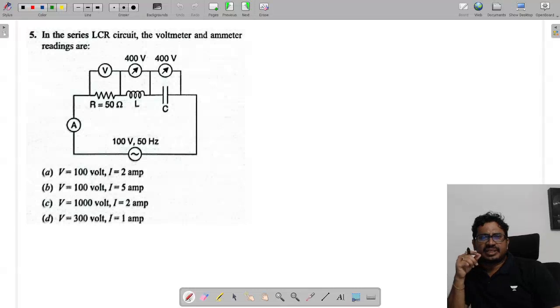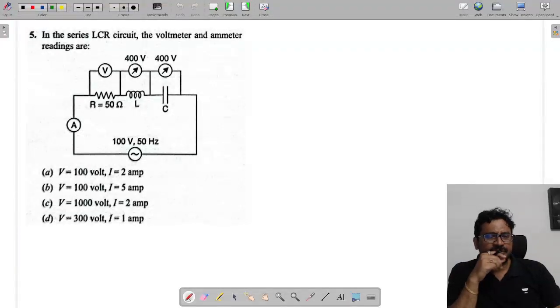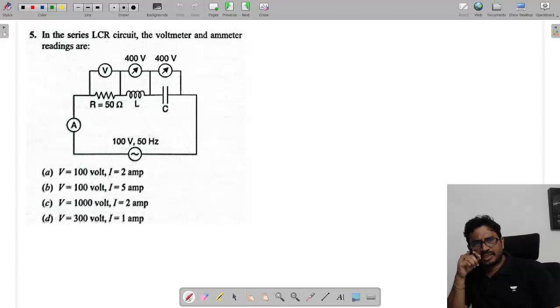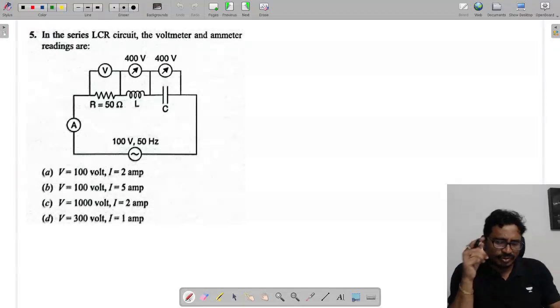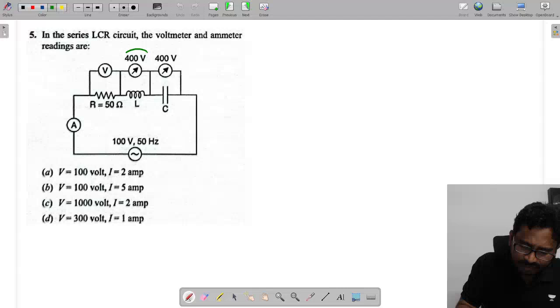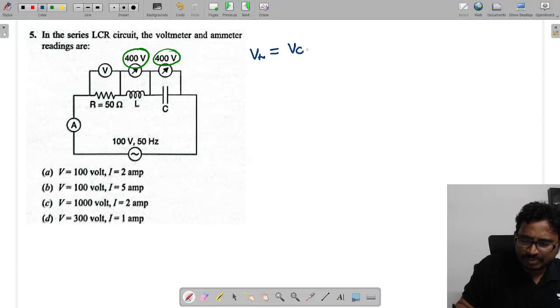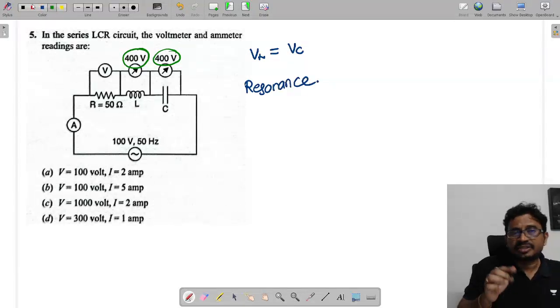In the series LCR circuit, the voltmeter and ammeter readings are given. We need to find the ammeter reading and voltmeter reading. You can see the inductor voltage is 400 and the capacitor voltage is also 400. That means the voltage across the inductor and the capacitor are the same. So this is called resonance, under the resonance condition.